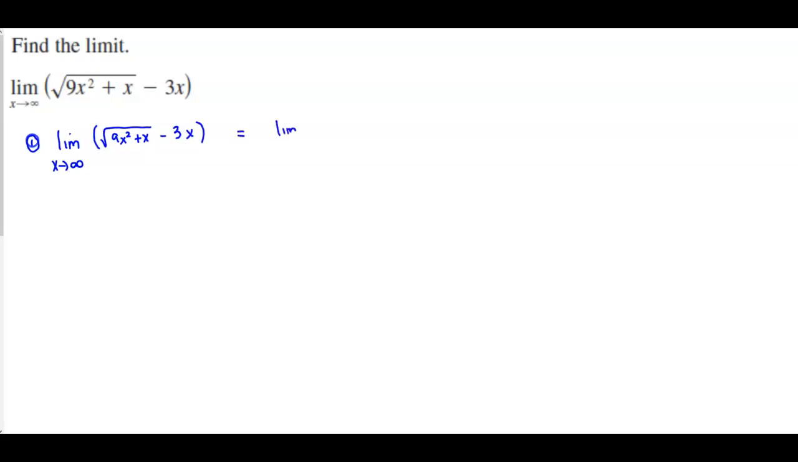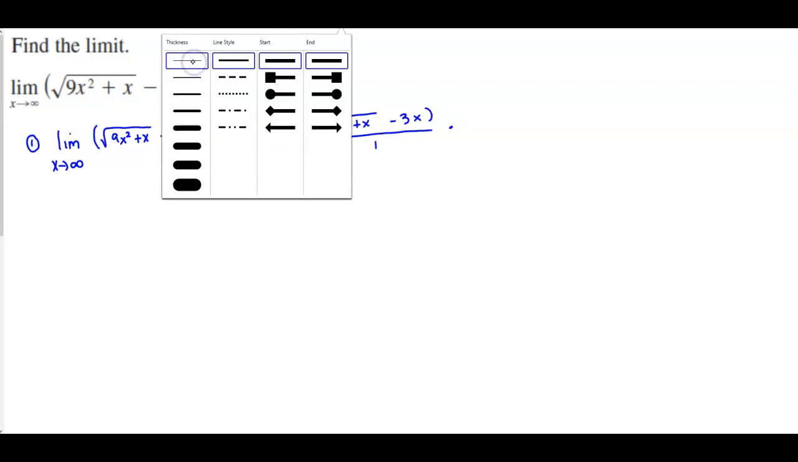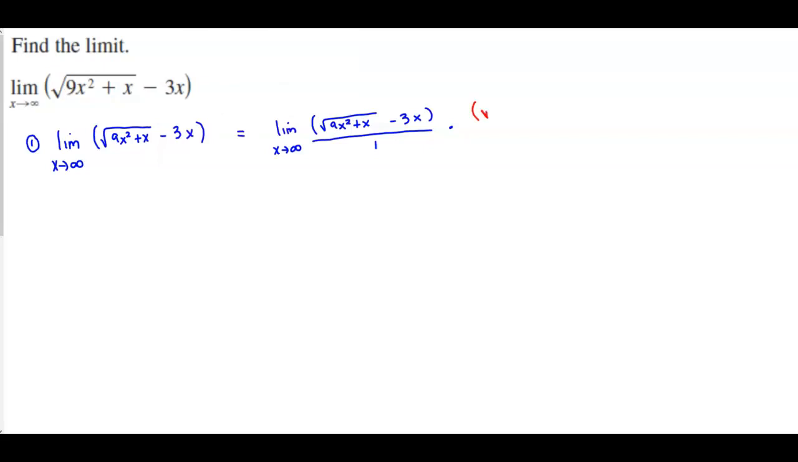Okay, so the first thing we want to do is to get rid of that radical sign. In order to do that, we're going to multiply the numerator and denominator by its conjugate. So this is over 1, and we multiply by the square root of 9x squared plus x plus 3x, over the square root of 9x squared plus x plus 3x.